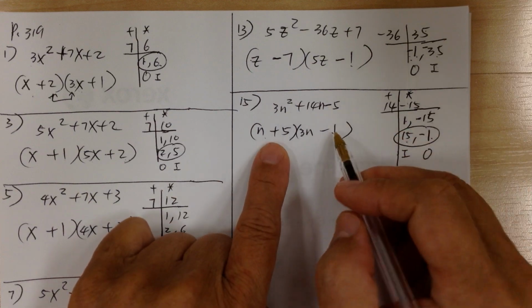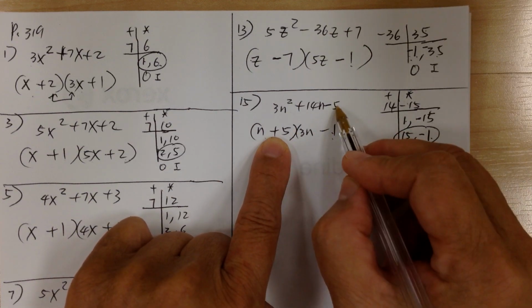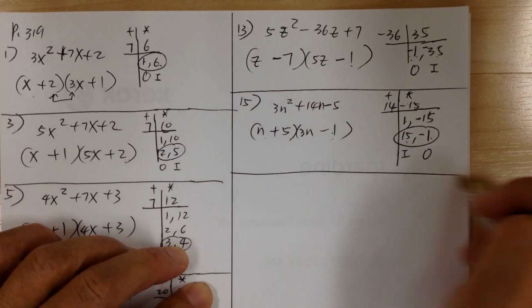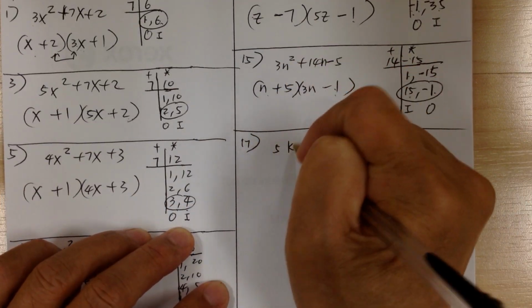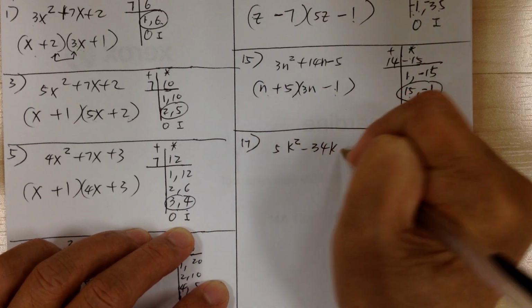Again, do a quick check on your last term. 5 times negative 1 gives you negative 5. So all good. Okay, 17. You have 5k squared minus 34k minus 7.